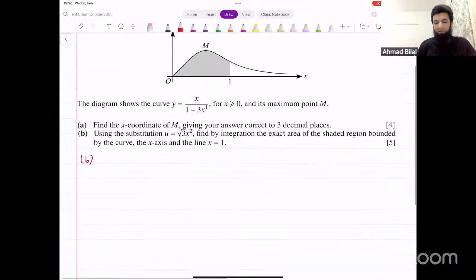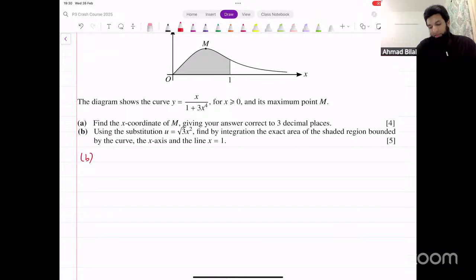Let's look at the second part. It says using this substitution, u equals square root of 3x squared, find by integration the exact area of the shaded region bounded by the curve, the x-axis, and the line x equals 1. You can see the shaded region on this diagram. This is what we're looking for.